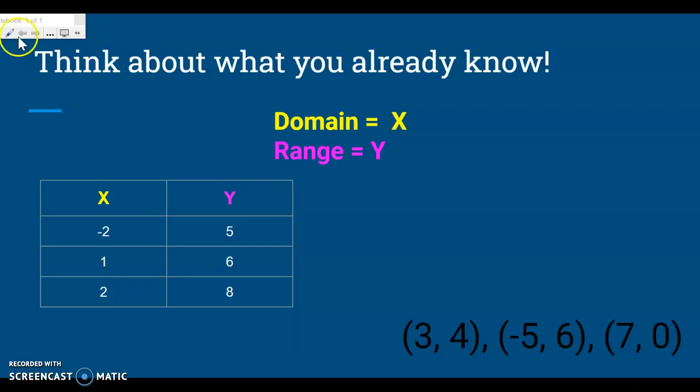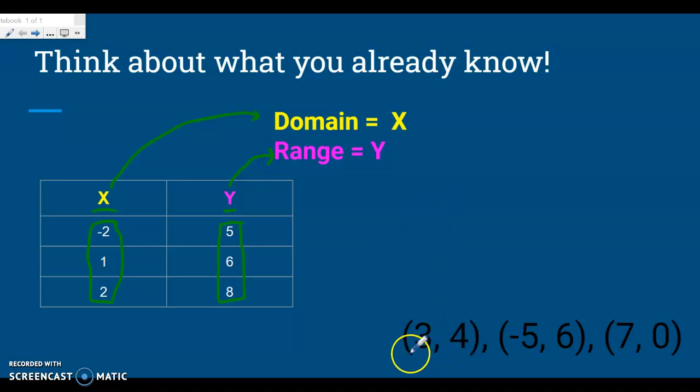So on the left, we are given a table, and we want to remember that our x's are always in the left column. So all of these numbers here, -2, 1, and 2, are all our x values. So all of those are our domain. Then in the right-hand column, we've got our y's. So 5, 6, and 8, all of these are our range.